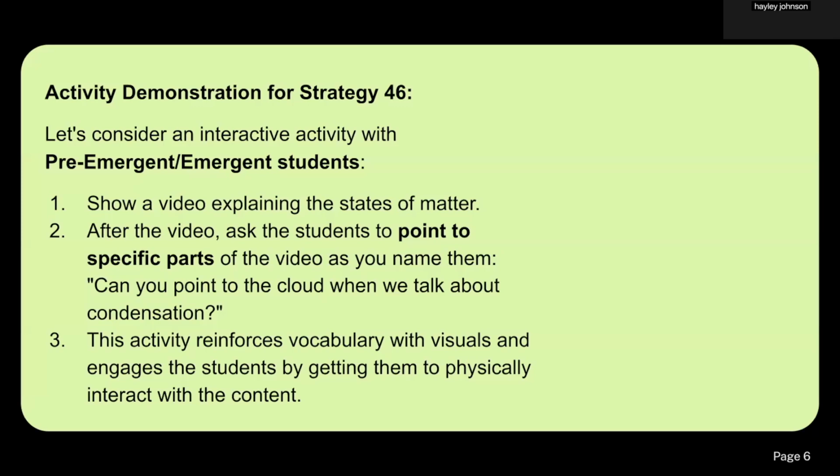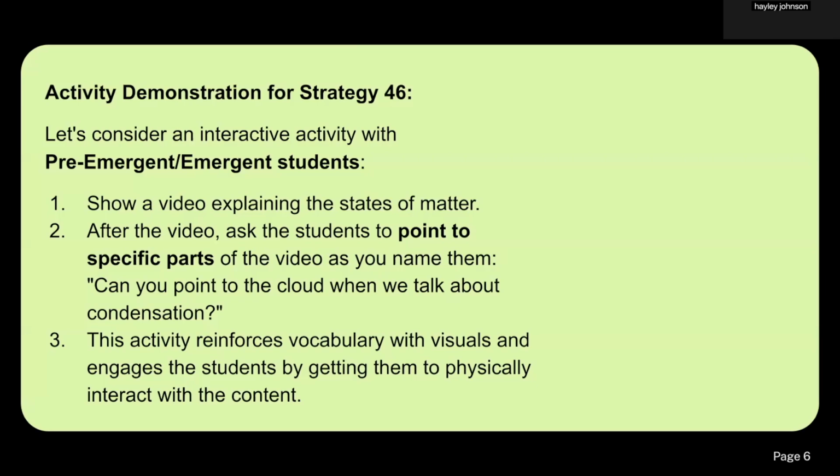For pre-emergent/emergent students, these students are at the very beginning stages of English acquisition. For them, visuals like pictures, diagrams, and captions are incredibly valuable. When showing a video about the water cycle, you could pause the video at key moments and point to words as the relevant images are displayed on the screen. For example, as the video shows steam rising from boiling water, you can say, "This is evaporation," and highlight the word on the screen. It reinforces the connection between the word and the concept.